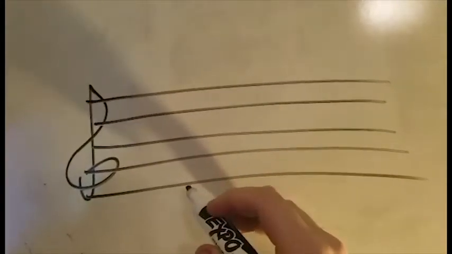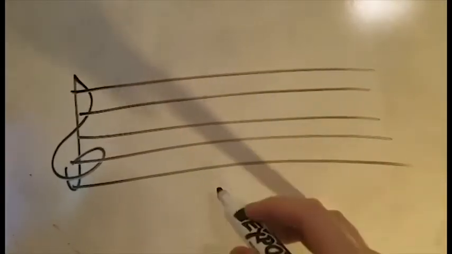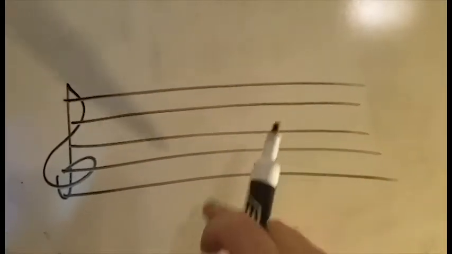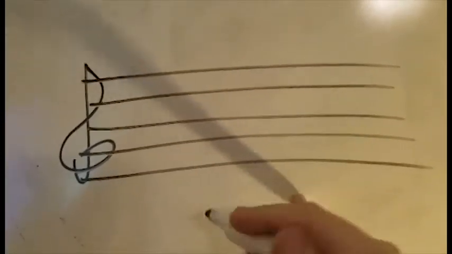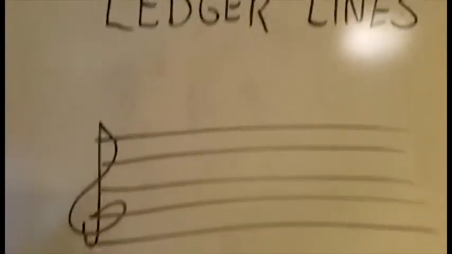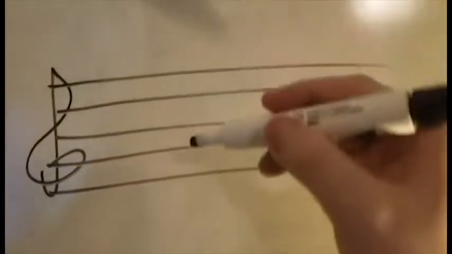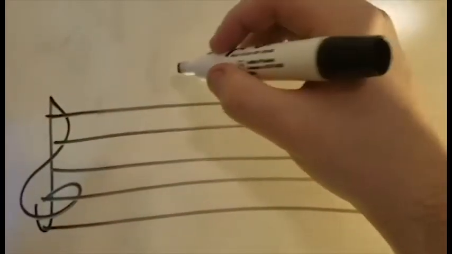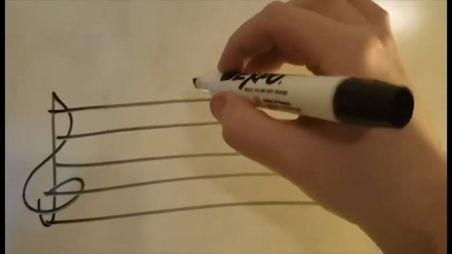So you have the lines and spaces, but not every instrument is only confined to those notes. Sometimes you've got to go a little higher, and sometimes a little lower. We do this with ledger lines. Pretty basic. It's basically just extending the staff above and below.